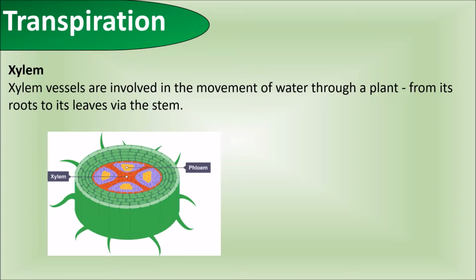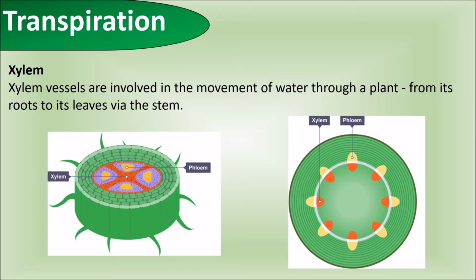In the roots, the xylem vessels make this cross shape in the middle with four phloems around them. You'll notice the root is adapted to absorb more water as it's covered in root hair cells, which increase the surface area.